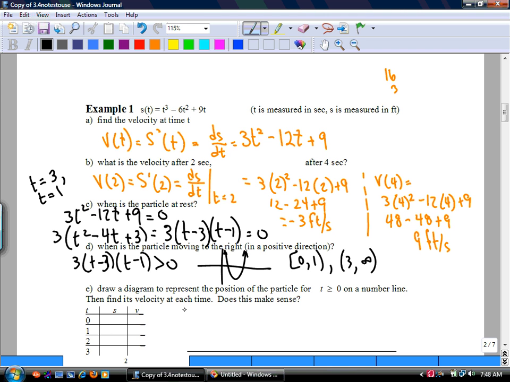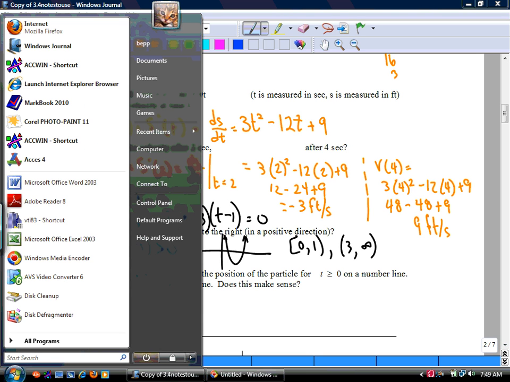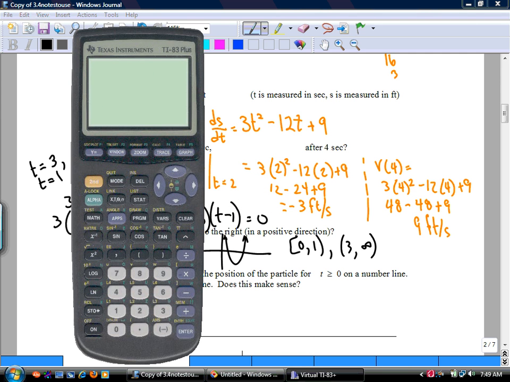So draw a diagram to represent the position for the particle, t bigger than 0, on a number line, then find its velocity each time. Does this make sense? Okay, so we're going to put in our graphing calculator, because I am uber lazy, in y1 the s of t formula, and in y2 the derivative formula that we just generated.